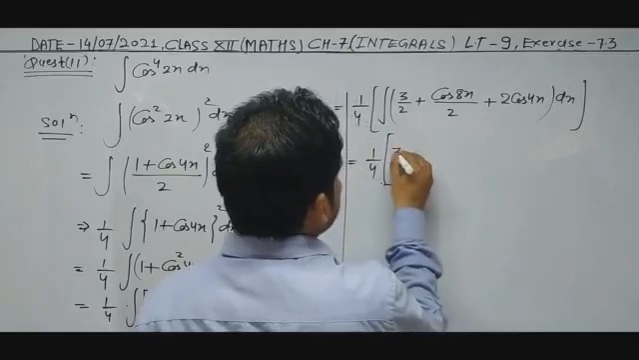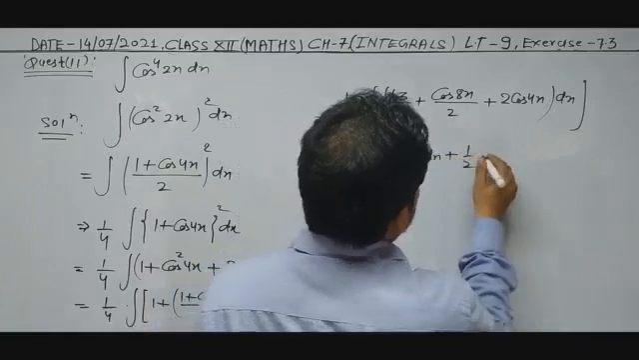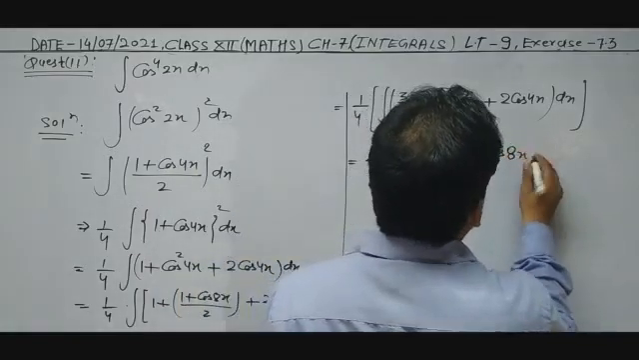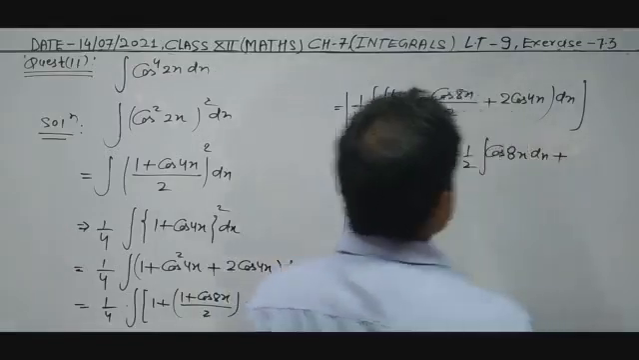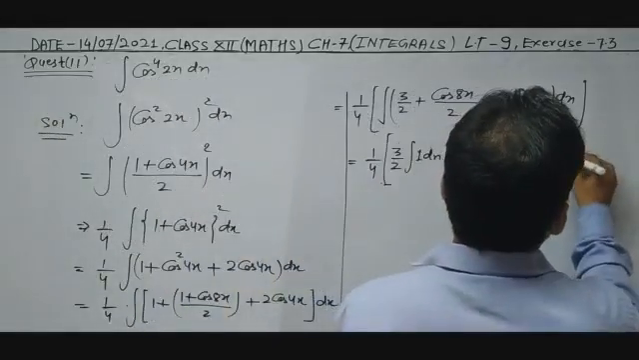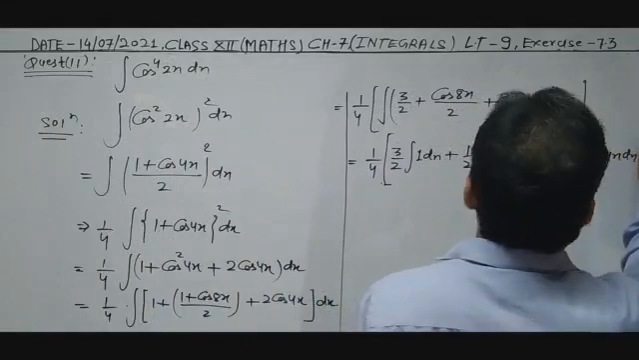3/2 will go outside the integration. So 1 dx plus 1/2 integration over cos of 8x dx plus 2 times integration over cos 4x dx.